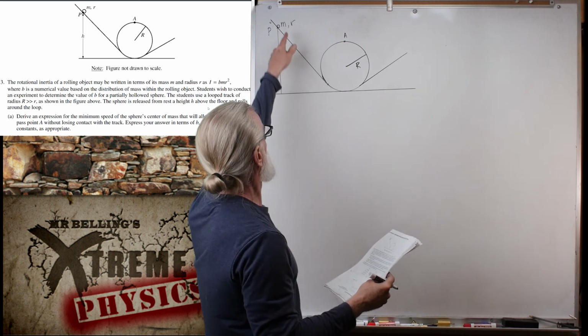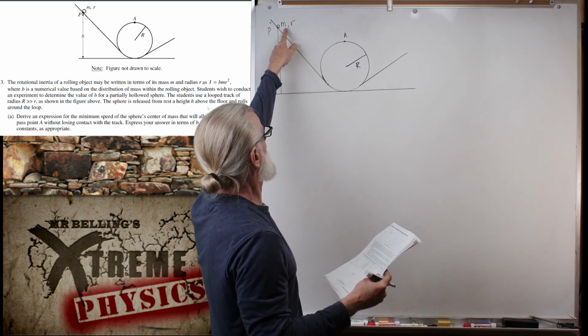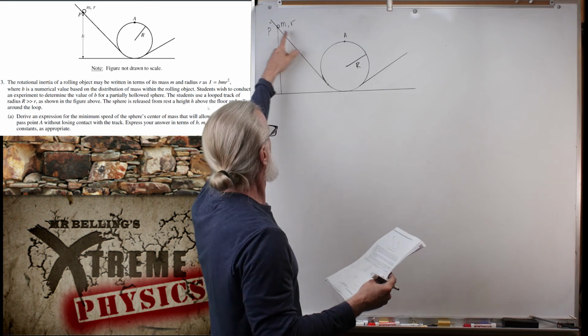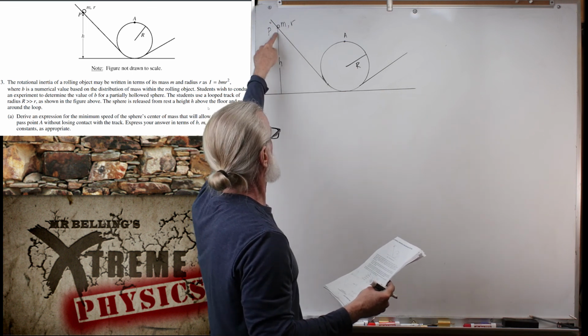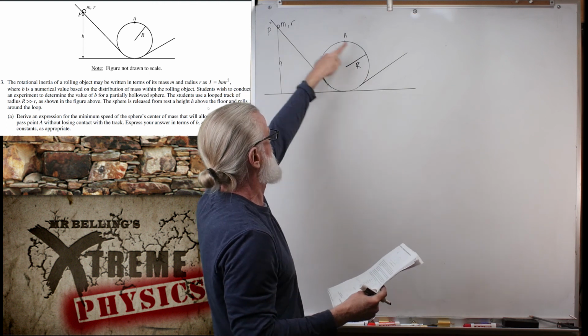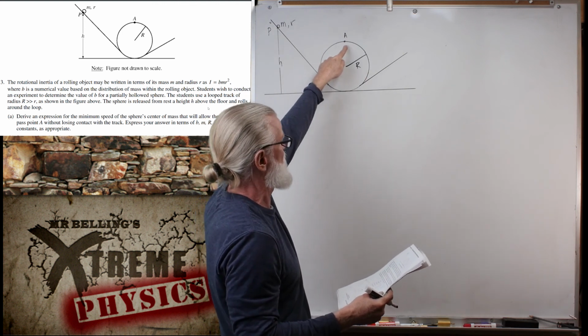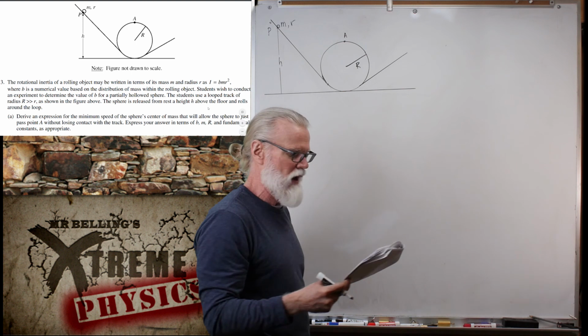We've got a ball or a sphere of mass m, radius little r, and it's at height h at position p, and it's going to go around a loop-the-loop. This is point A, which is the top of the circle, and they're going to ask some questions.